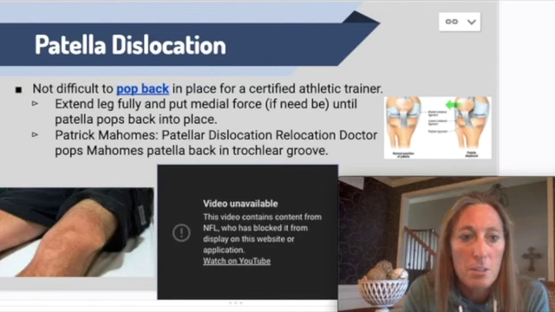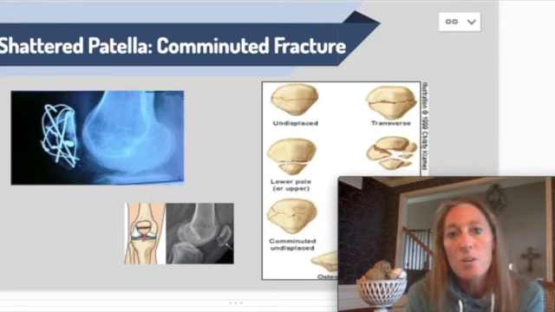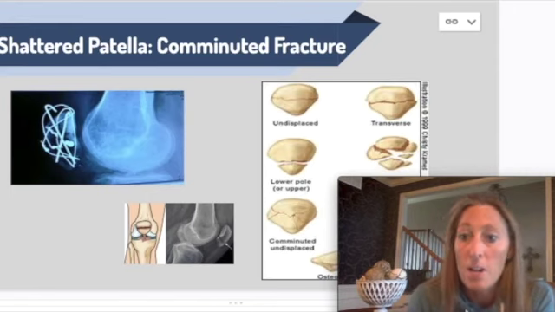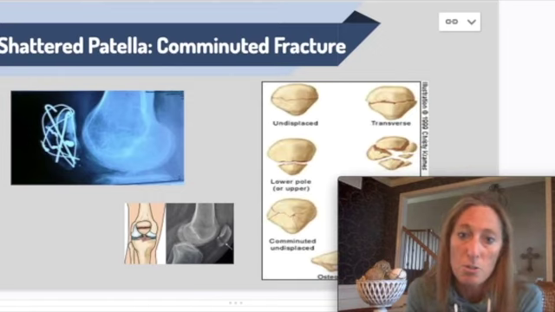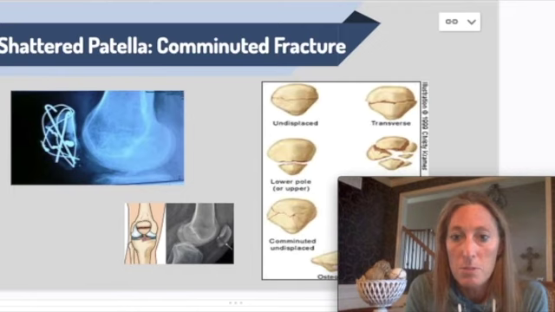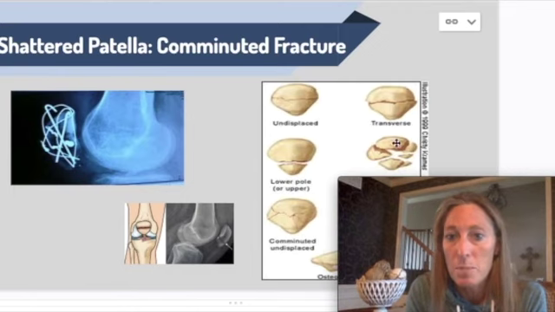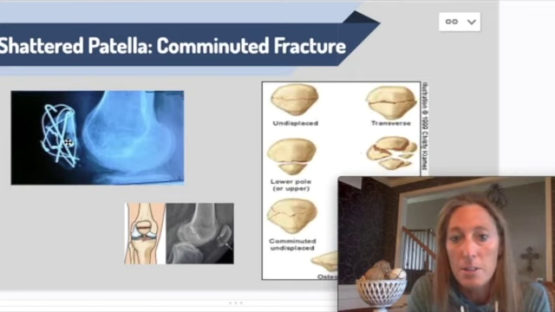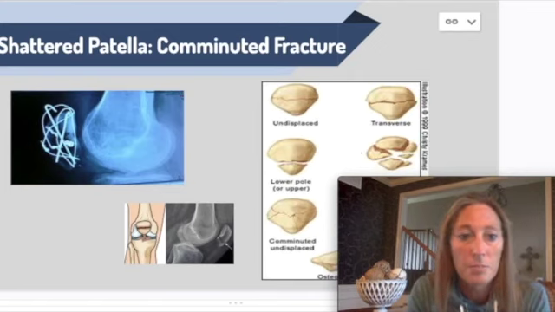Patella dislocation. Also, a shattered patella is another injury to the knee. With a shattered patella, this is a comminuted fracture. Remember, a comminuted fracture is when a bone breaks into 3 or more pieces. And you can see some different types here, different ways that the patella can break or fracture and fragment into many smaller pieces. You can see how they've wired the patella back together there.